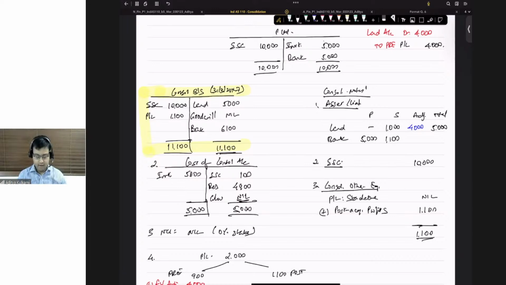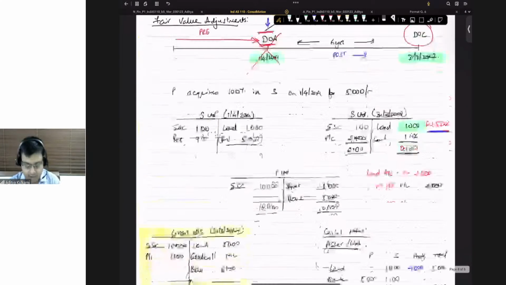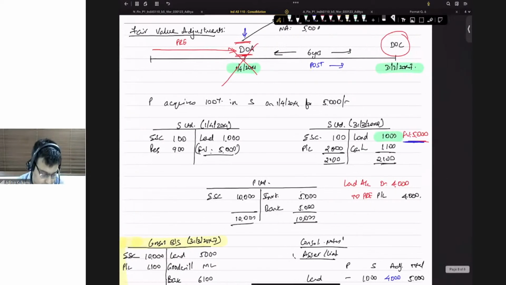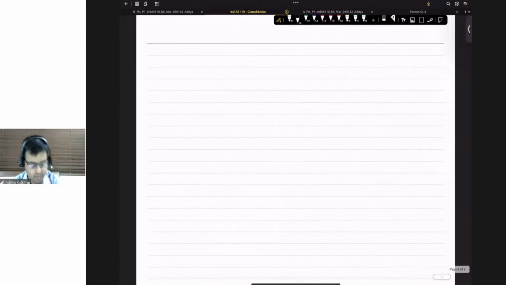Is it okay? Have you understood? Yes. All clear? Okay, fine. So Nidhi is there. Good. So that takes care of the first part. All clear. Kaushiki confirmed. That takes care of the first part. Now we move on to the next part.